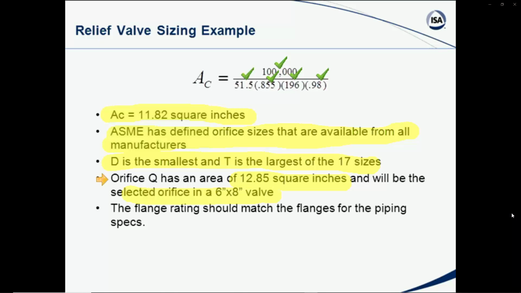And then, of course, as far as our ratings on our flanges, that should match the piping. Material should match the piping specs. So in this case, you need a 6x8 inch valve, perhaps in a carbon steel, with 150-pound raised face flanges, 6-inch inlet, 8-inch outlet, 12.85 square inches orifice Q. Then there'd be some other things you'd have to define too. That would be for a set pressure of 165 and a flowing pressure of 196 psi. So that's some of the terminology and an example of how one would be used.